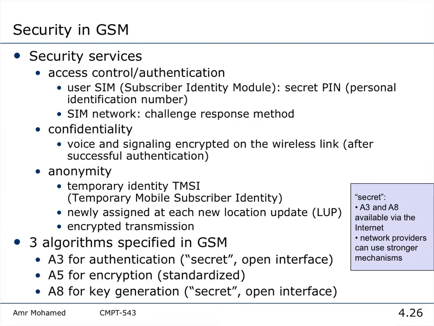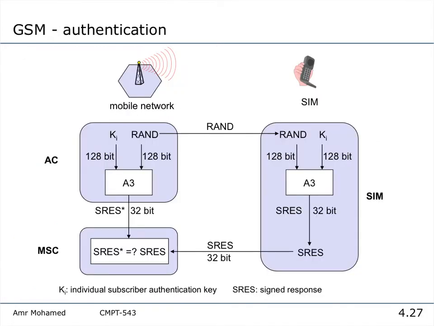This SIM card actually has a chip, and this chip has the mobile station identifier. It has a PIN number, so that you authenticate yourself to the SIM. It has the mobile station identifier, and it has A3. It has this algorithm built into it, as we will see. It cannot be duplicated. So this is the procedure for authentication.